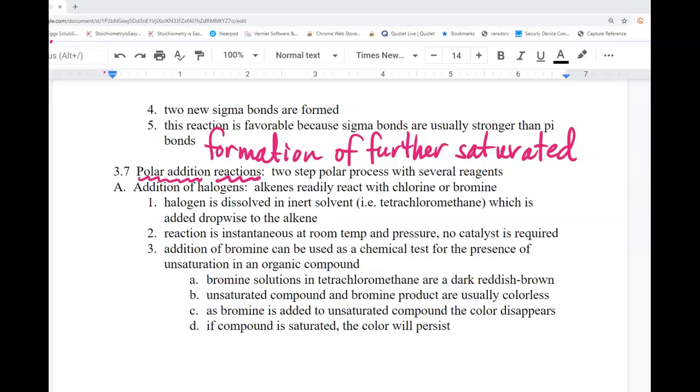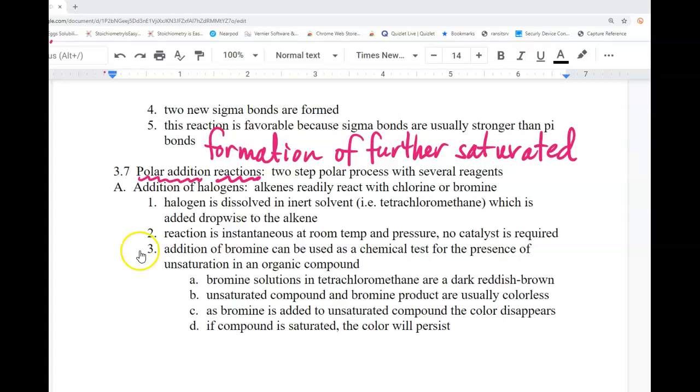Alkenes readily react with either chlorine or bromine, so they respond well to the addition of a halogen. It's dissolved in some sort of solvent, which is added in small drops. Usually with alkenes, this reaction is instantaneous at room temperature, and no catalyst is required. If you remember, the addition of a halogen to an alkane required that we provide some energy to cause the reaction to happen.